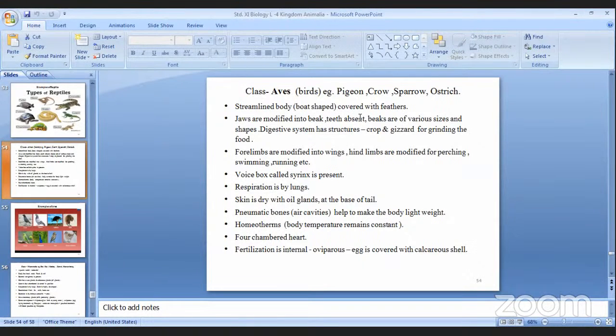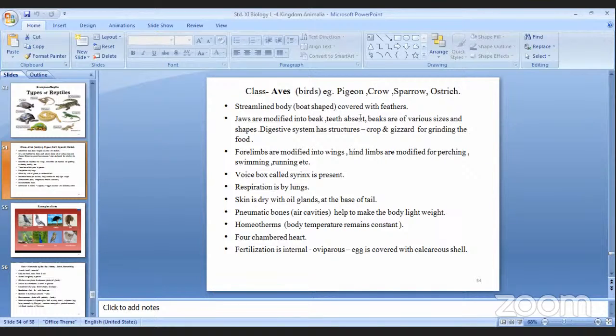Then homeotherms. I hope you remember poikilotherms, I told you. At that time itself I told you about the homeotherms, isn't it? Poikilotherms can adjust their body temperature, but in homeotherms the temperature remains constant. Homo, remember, constant. Clear? So if you remember one, the other is the opposite of it. Spelling should be correct.